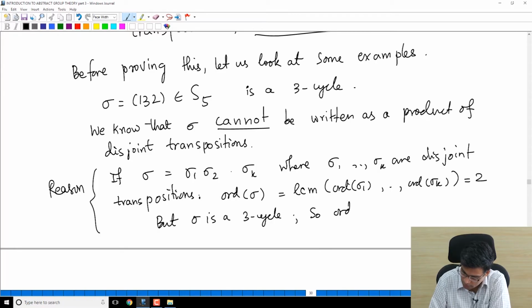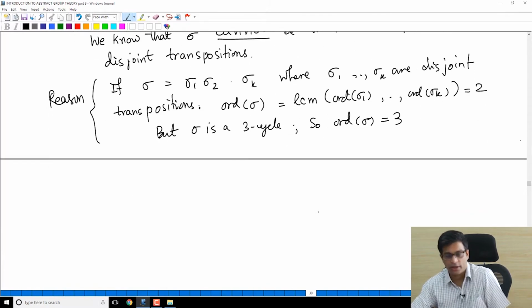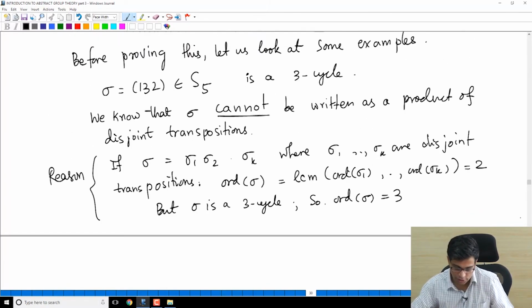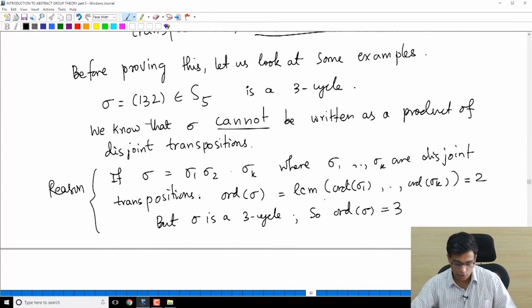So by another proposition that we have proved some time ago, the order of sigma is 3 because it's a 3 cycle. So if it can be written as a product of disjoint 2 cycles, its order would be 2, whereas its order is 3. So it can't be written as a product of disjoint transpositions. However, we can write it as a product of transpositions if we don't insist on disjointness.